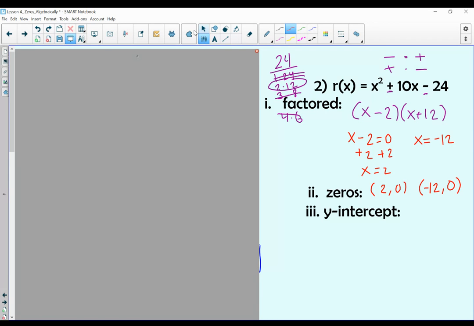And now my y-intercept, I know the y-intercept is the constant. So here, that's negative 24. So my y-intercept is negative 24.